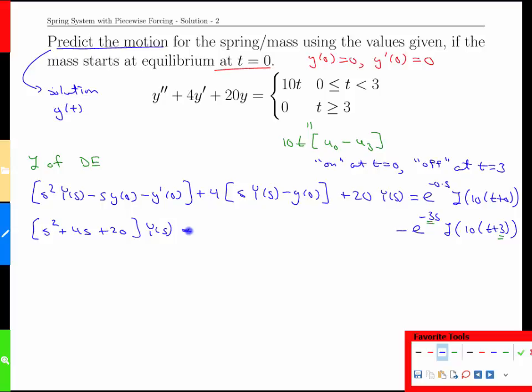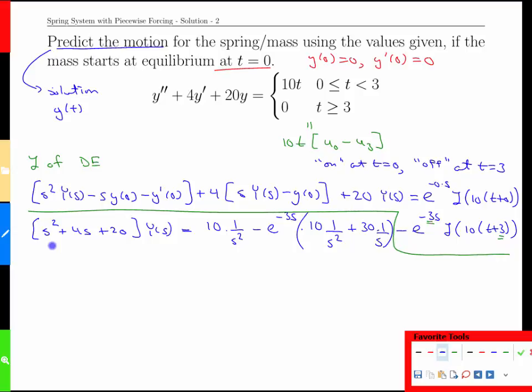The right-hand side is where the complications arise here. E to the 0s is okay, it's just 1. The transform of 10t is 10 times 1 over s squared. The next term's a little more complicated though, it's e to the negative 3s. The transform of 10t is 10 times 1 over s squared, but we also have a 30, so that's 30 times 1 over s. So breaking up our lines here, this is the transform version of our function, and we see that indicator that there's a step function involved once we have the s's with exponentials.